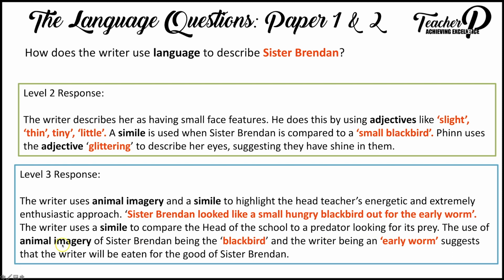The use of the animal imagery of Sister Brendan being the black bird and the writer being an earlyworm suggests that the writer will be eaten for the good of Sister Brendan. Here, the examiners have said there is a clear explanation of the writer's use of words such as the black bird and worm, which explores the metaphor of a bird and its prey.